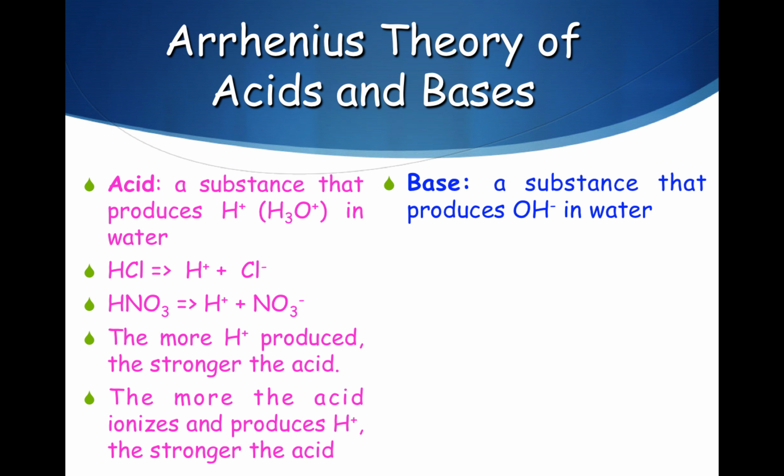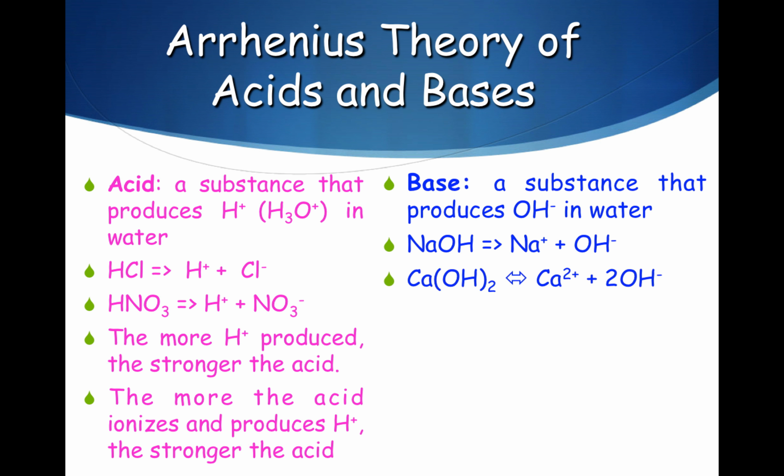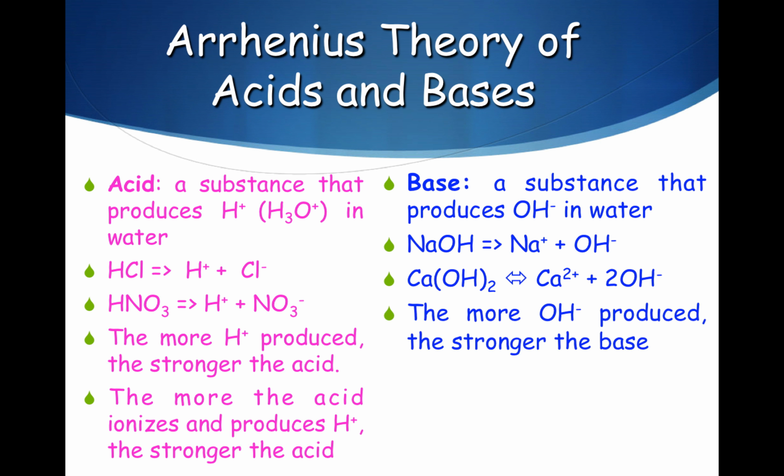A base, according to Arrhenius, is a substance that produces OH ion in water. OH is the hydroxide ion. The hydroxide ion is the characteristic ion that all bases produce in water, according to Arrhenius. Consider sodium hydroxide. When it dissolves in water, it produces the sodium ion and the hydroxide ion. Calcium hydroxide also dissolves in water to produce the calcium 2+ ion and the hydroxide ion. The more hydroxide ion produced, the stronger the base.